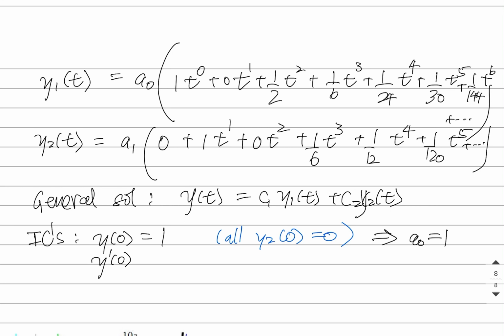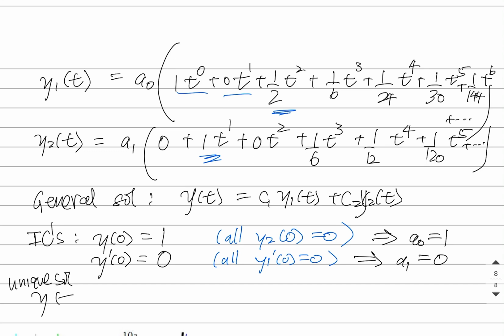If I differentiate everything here, what I'm going to find is that all the terms in y1 go away when I plug in 0. So if you take a look at y1, there's a constant term and then no linear term. So the next term will be a t. If I plug in 0 into that, that's all going to go away. The only term that's going to be left is this one. So if my initial condition is 0 here, this is going to imply that a1 is equal to 0.